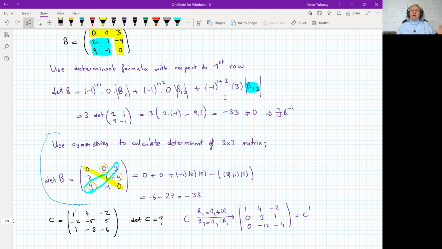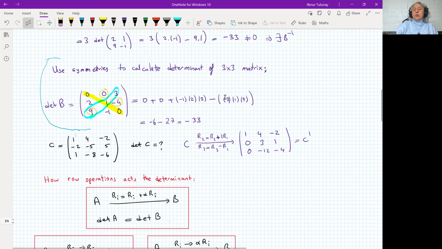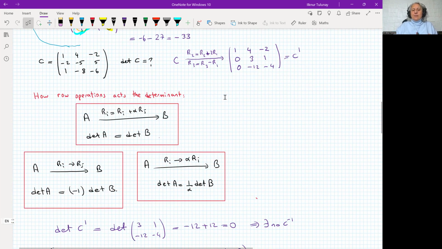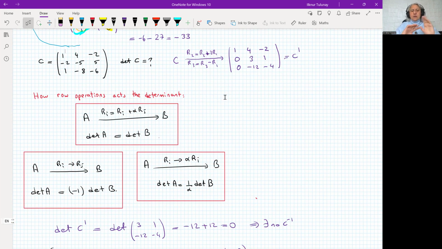But there is another fact about determinants which will make our life a lot easier. That is that using row operations affects the determinants in a unique way. So this is how it's affected.